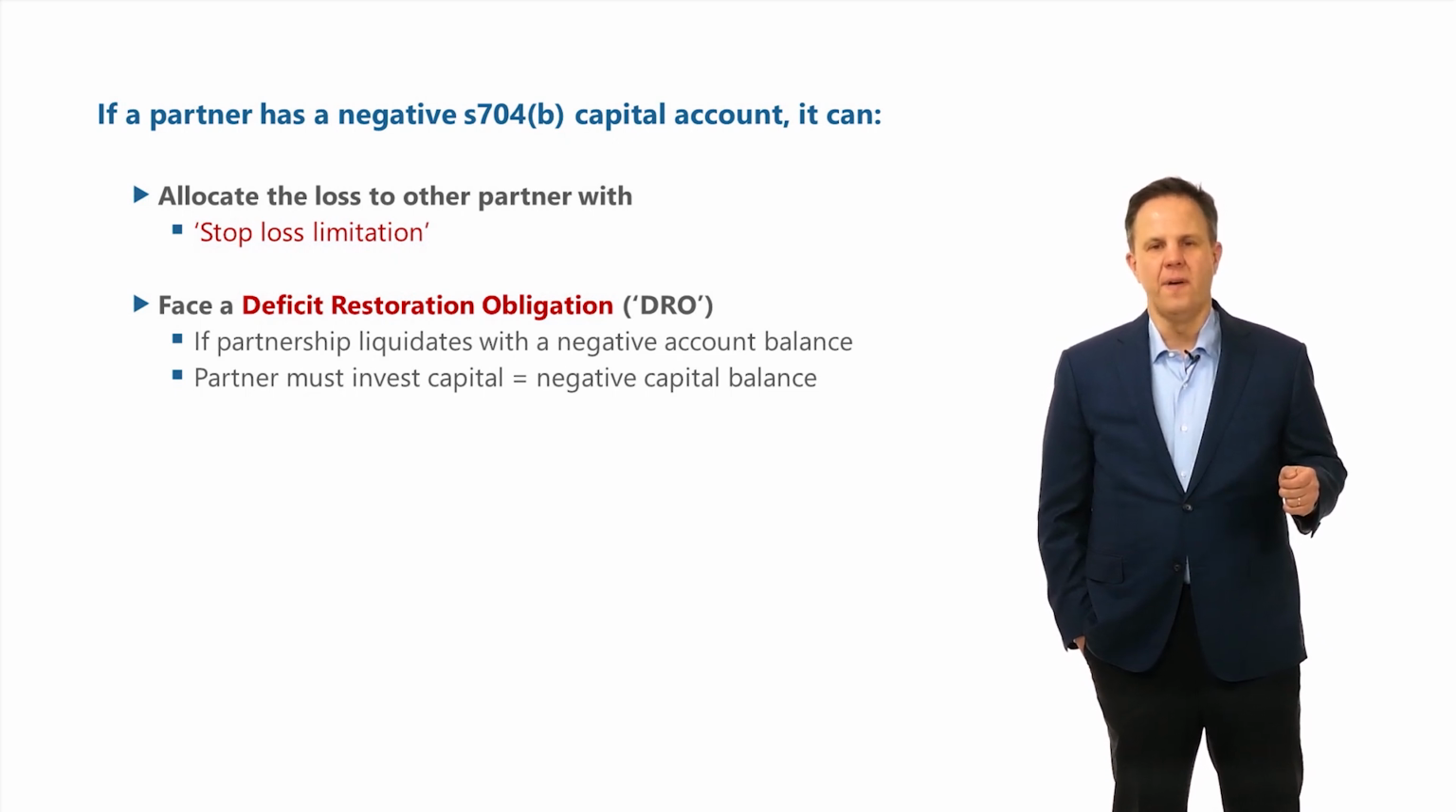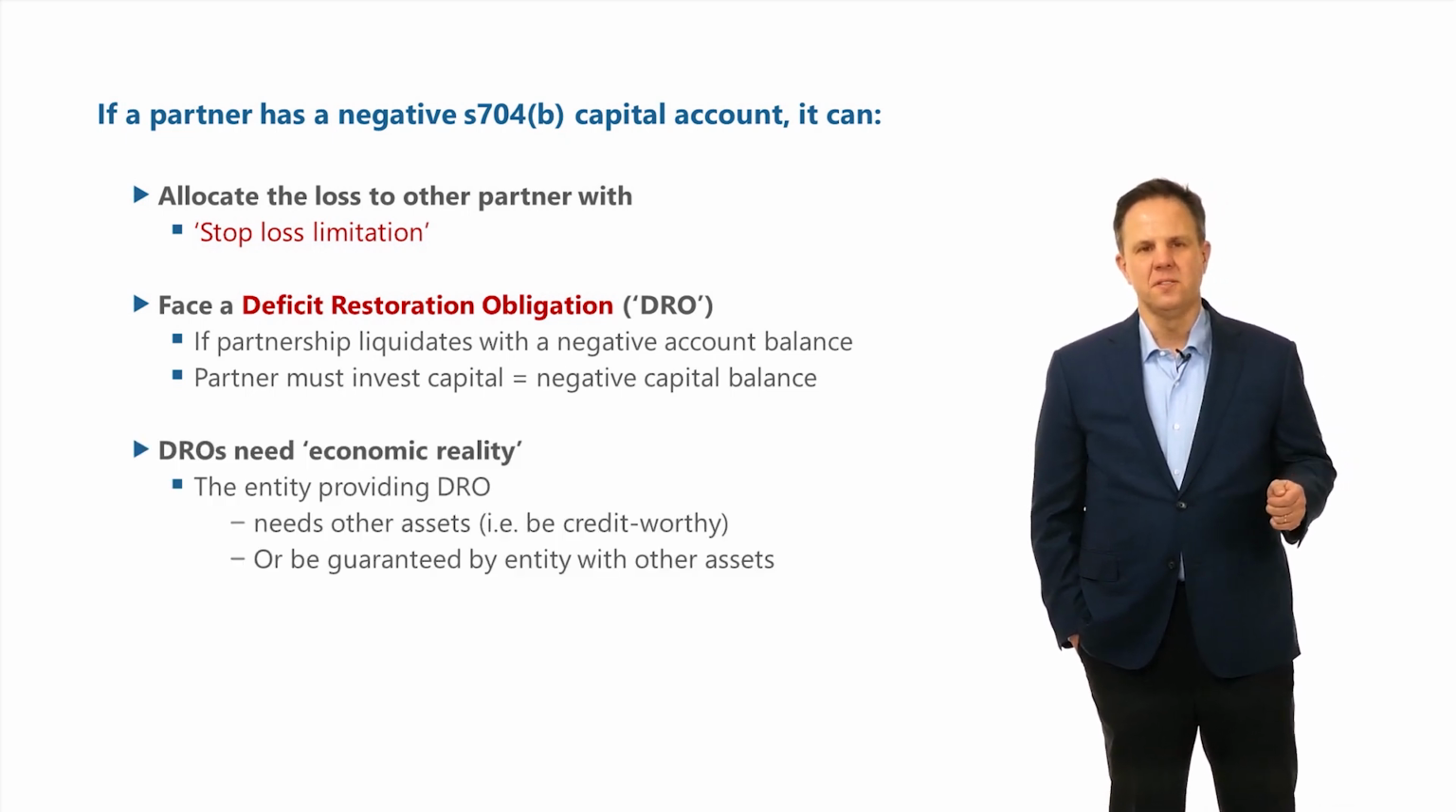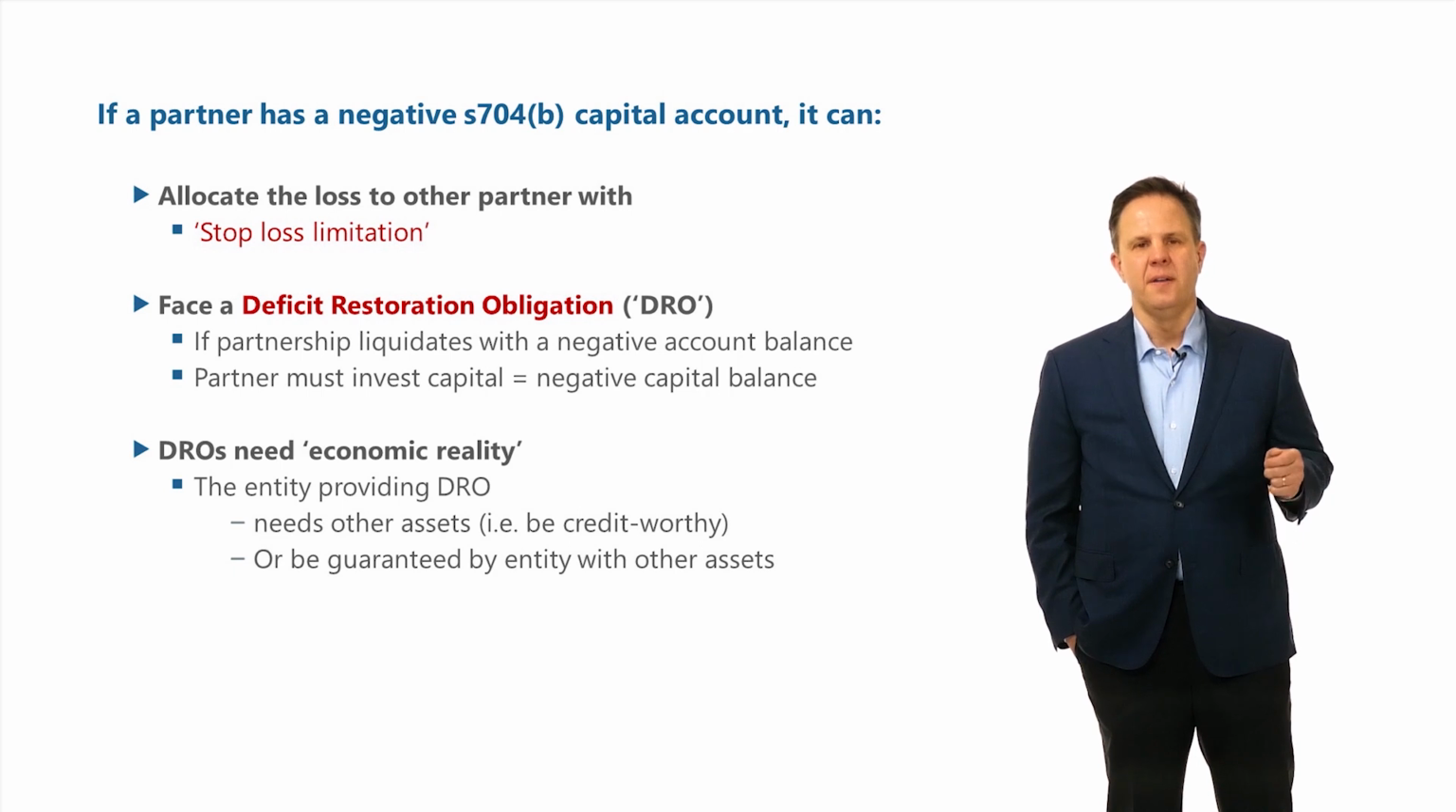The IRS in November published regulations emphasizing that DROs must have economic reality. For instance, the entity that provides the DRO needs assets separate from its interest in the partnership or to be guaranteed by an entity with other assets. Further, there needs to be restrictions on the transfer of the DRO, so the tax equity investor's interest in the DRO cannot just be transferred to a shell company when the project starts to go south.